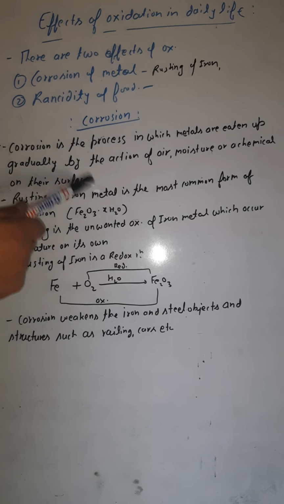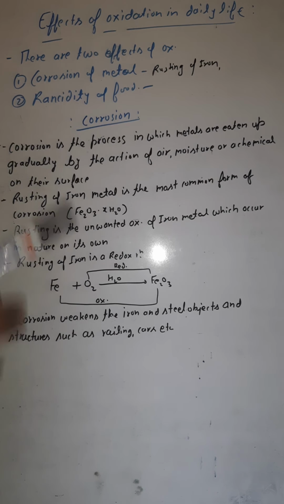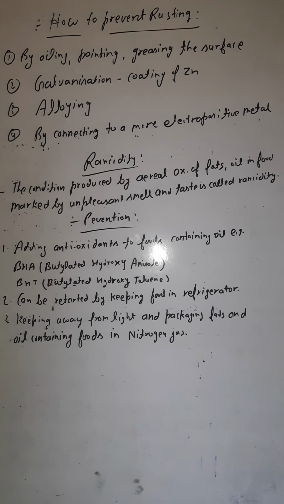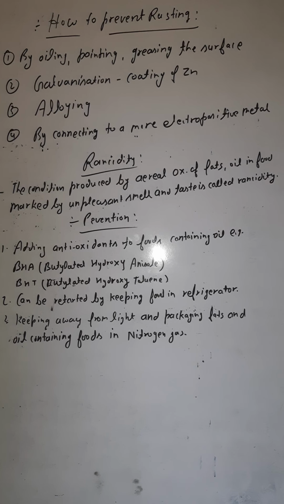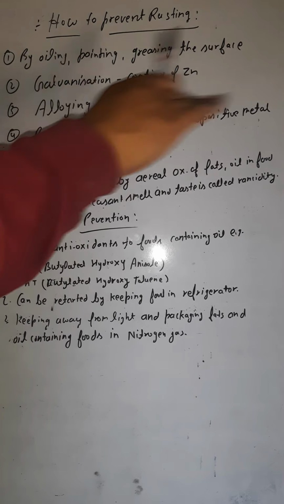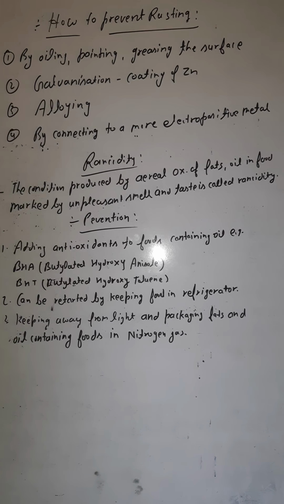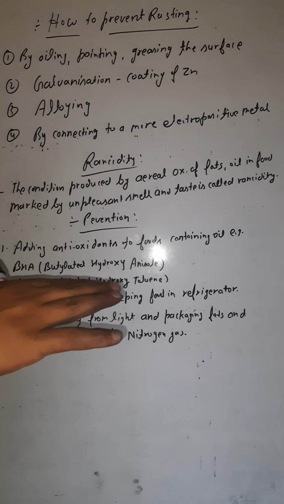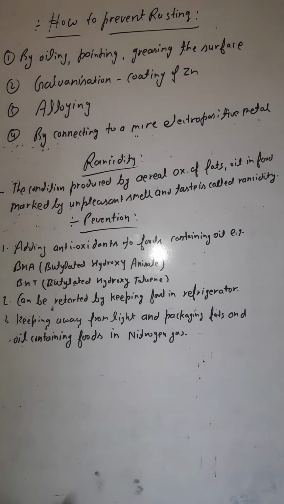Now we would study how to prevent corrosion. There are different methods by which you can prevent corrosion. Just note it down. Now we would study how to prevent rusting. Number one, we can prevent the rusting or corrosion of iron metal by oiling, painting and greasing over the surface. If you paint over the surface of the iron metal, you can prevent the rusting somehow.